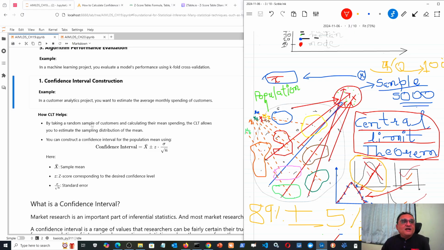So that is what is written by taking some random sample of customers. Suppose these are the customers, and calculating their mean spending. The CLT, central limit theorem, allows us to estimate the sampling distribution of the mean. First we estimate the sample mean like this. This red colored graph, where my cursor is, is the sampling distribution of the mean. You can see this red colored graph is a normal distribution.